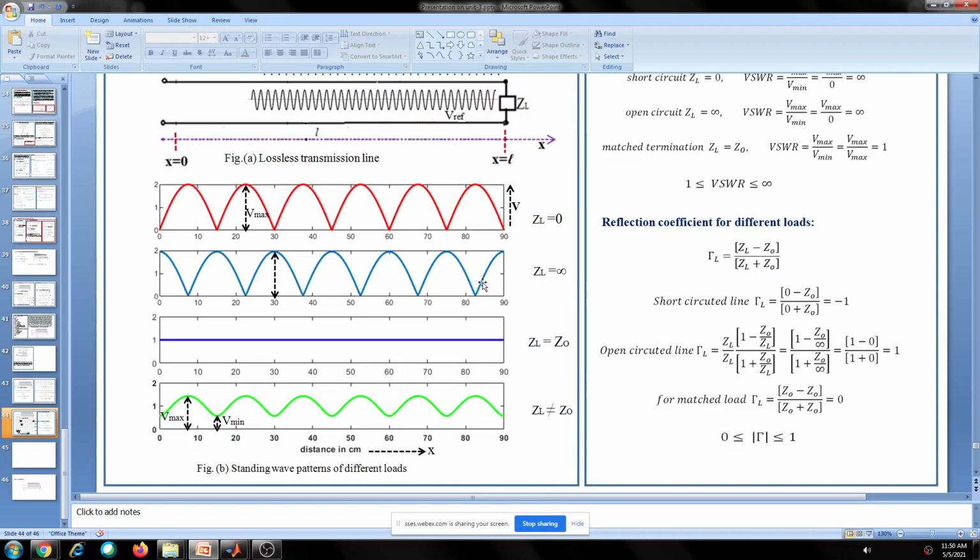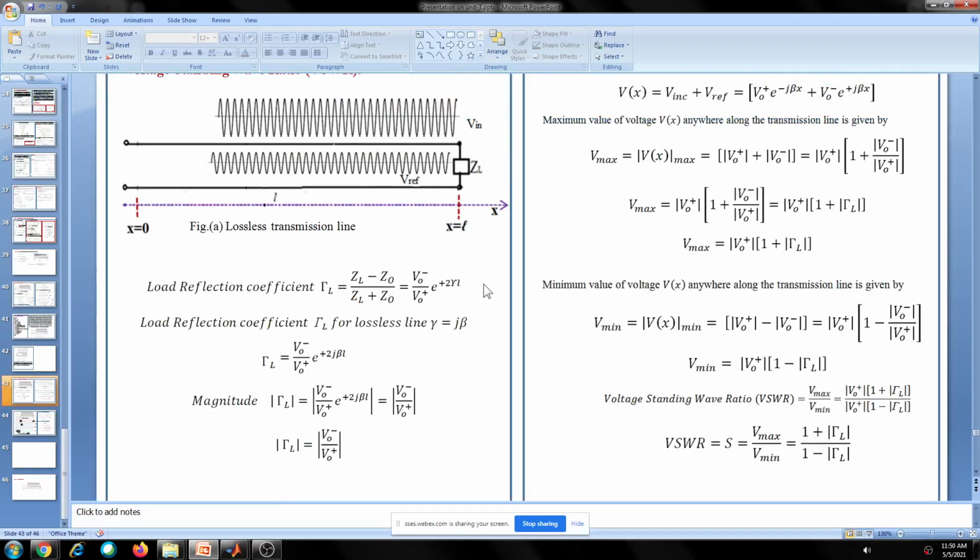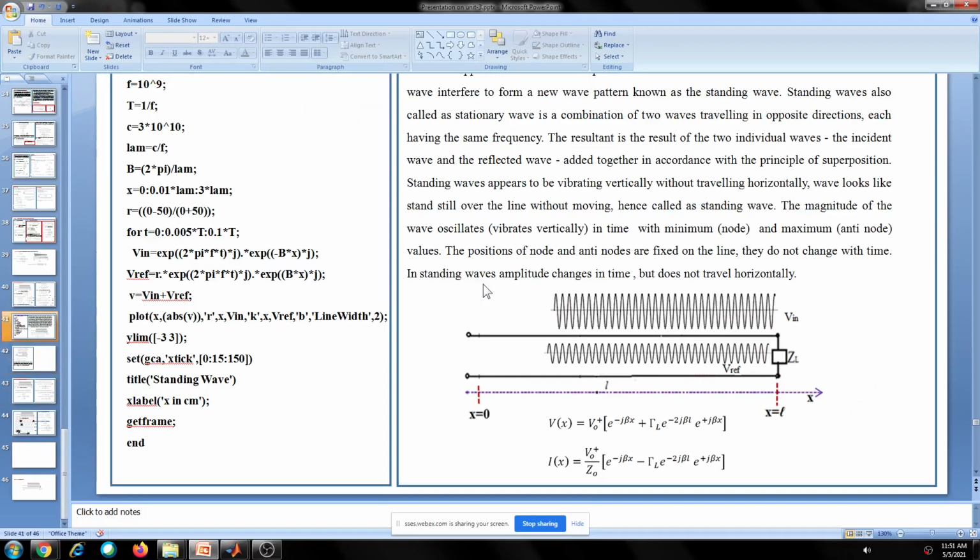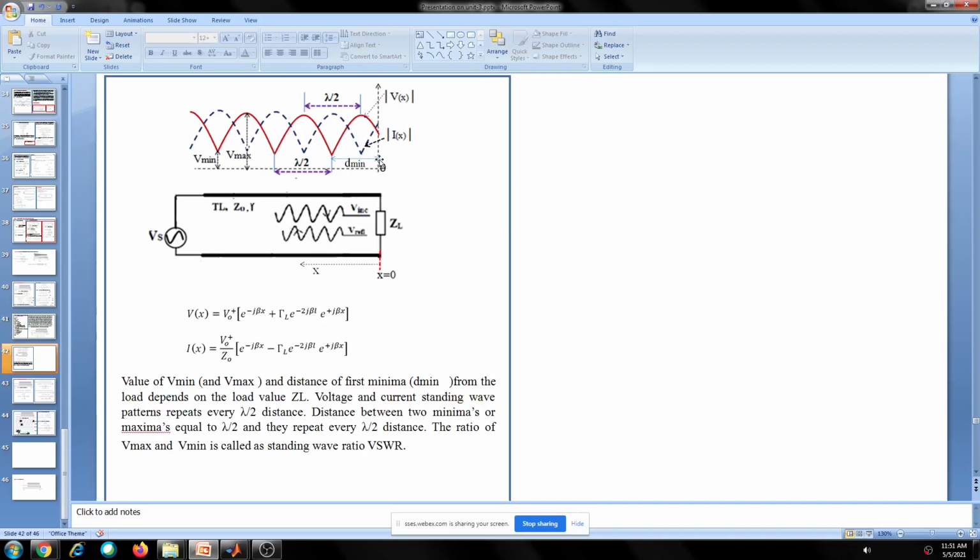Okay, so this is the first minima position. As you move from the load point, whenever you find a first minima, you stop and measure the distance. That is called the first minima distance from the load. Also, if you measure the distance from one minima to another minima, that must be equal to lambda by 2 at the operating frequency.